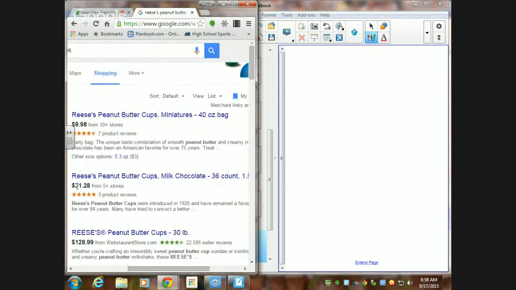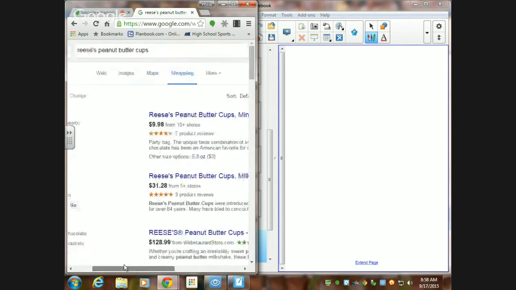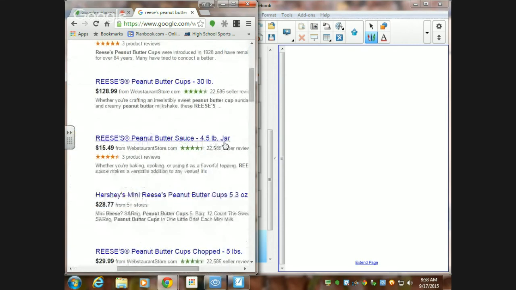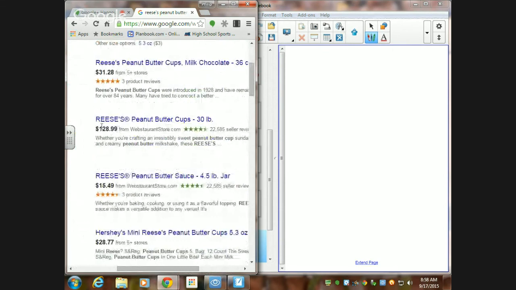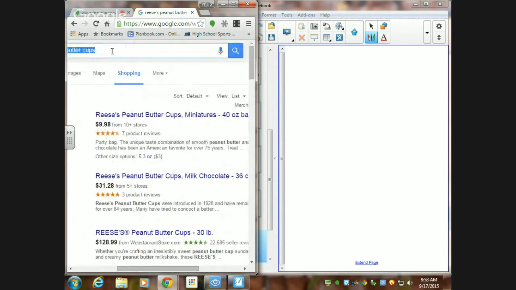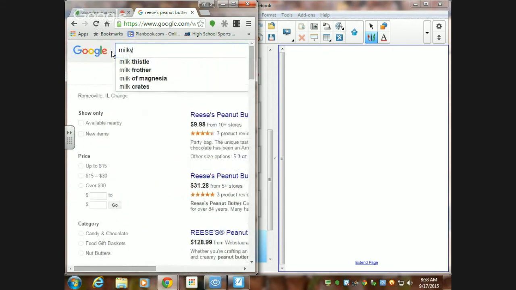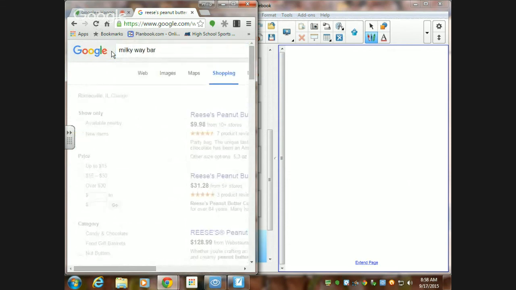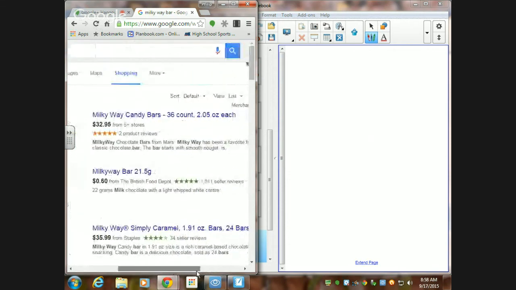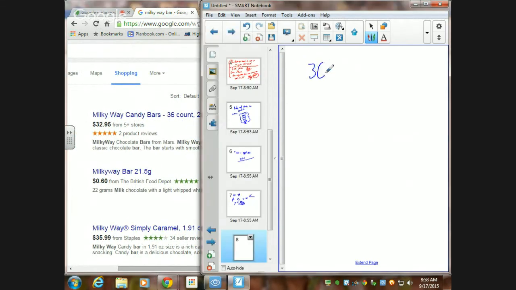That doesn't even sound right. 36 for $31. Dude, can you imagine 30 pounds of Reese's peanut butter cups? That's a lot. There we go. All right. So you've got 36 bars of Milky Way for $32.95.